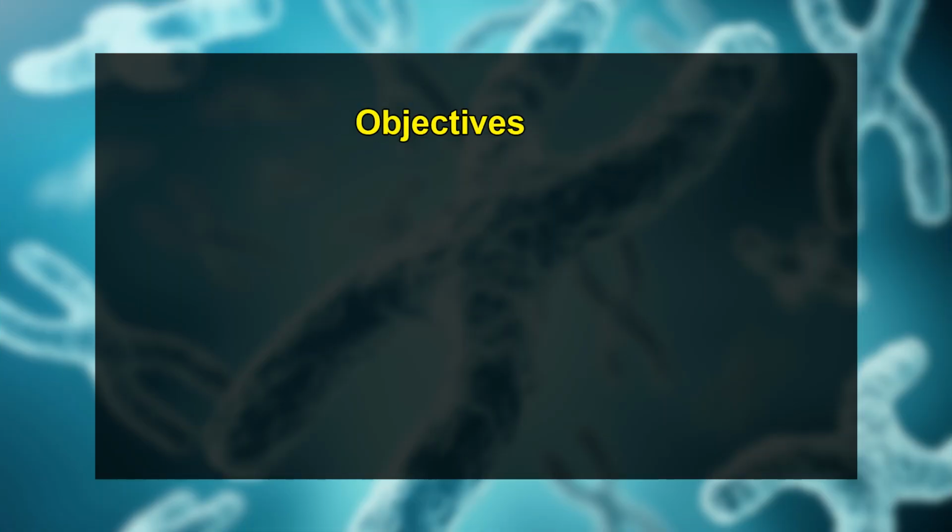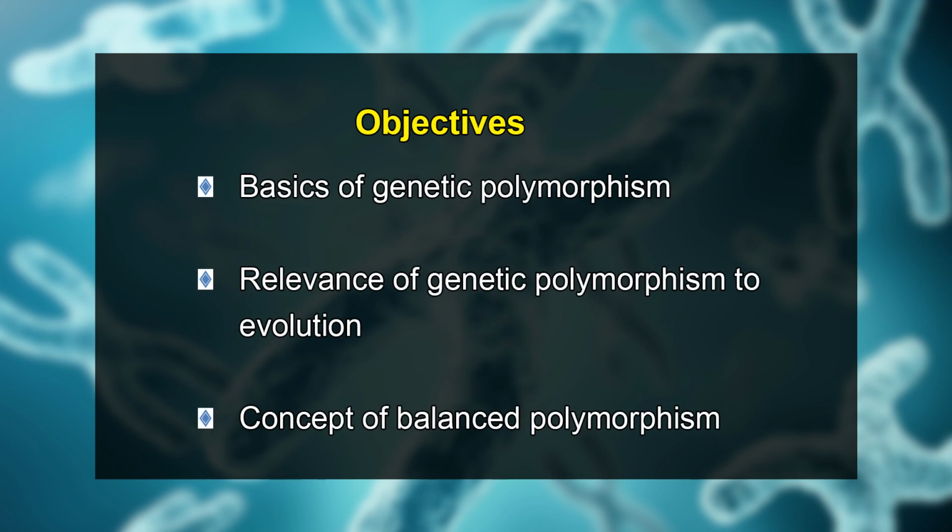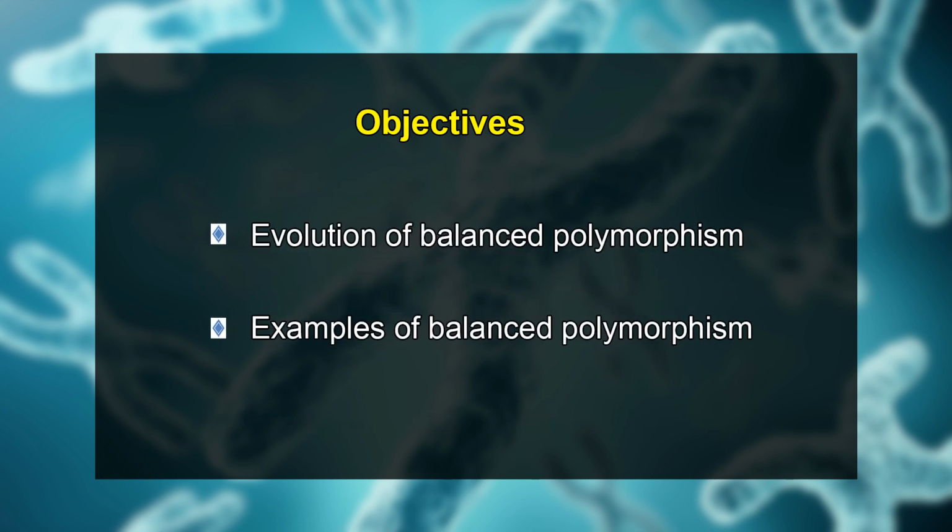Today we are going to discuss the topic balanced polymorphism. The main objectives of today's lecture are to know the basics of genetic polymorphism, to understand the relevance of genetic polymorphism to evolution, to know the concept of balanced polymorphism, to understand the evolution of balanced polymorphism, and to understand the various examples of balanced polymorphism.